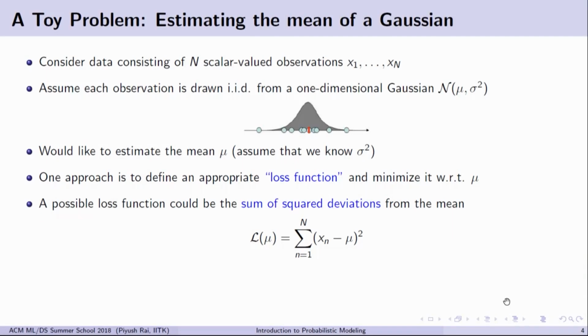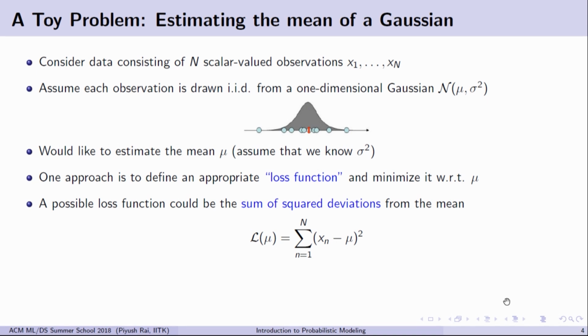Okay? Now for this problem, what would be an appropriate loss function? Well, one choice for this loss function could be to define it in terms of the sum of squared deviation. So we can say, let's measure how far each data point xn is from the mean of this Gaussian. Okay, and let's take the squared quantity and then sum it over all the data points. So I'm defining this loss function L of mu equal to the sum over all observations of (xn minus mu) whole squared. Okay, so this is a reasonable loss function.